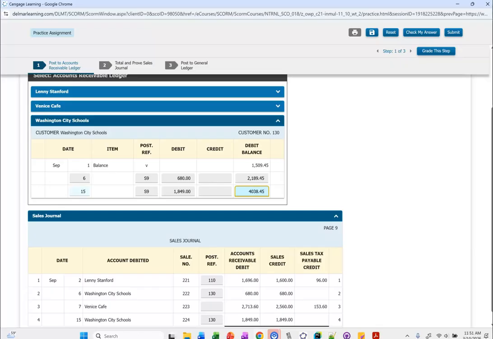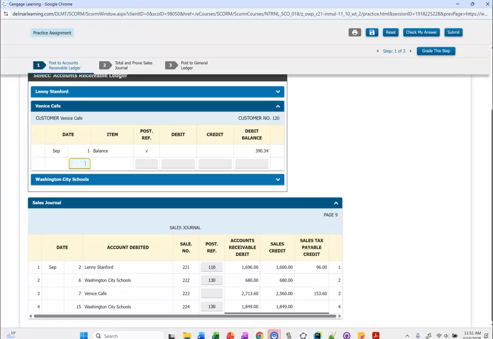And then my last transaction is for Venice Cafe. So let me grab Venice Cafe. That happens on the 7th. We're still in sales journal page 9. That was a debit of $2,713.60, giving me a new balance of... too much mental math for me to want to trust on my own.